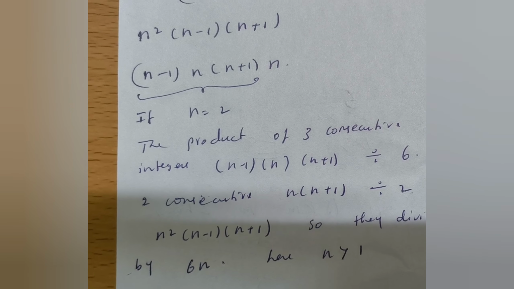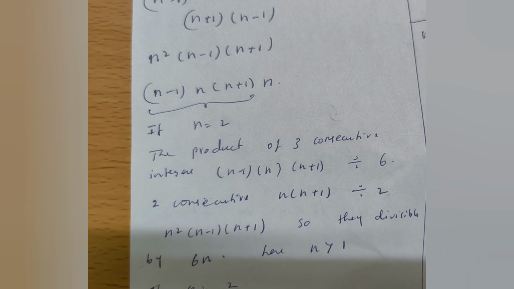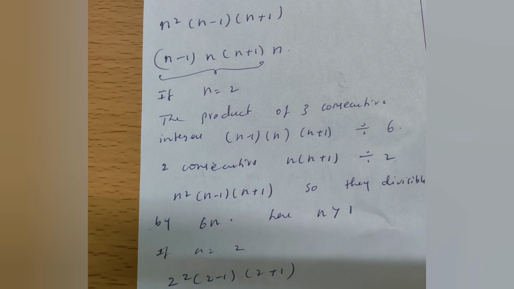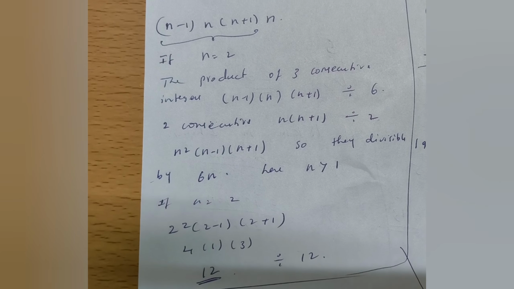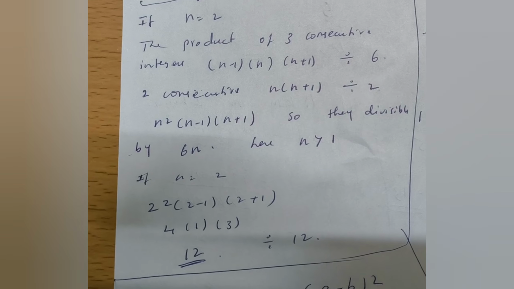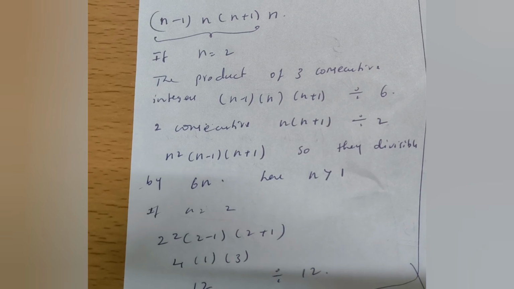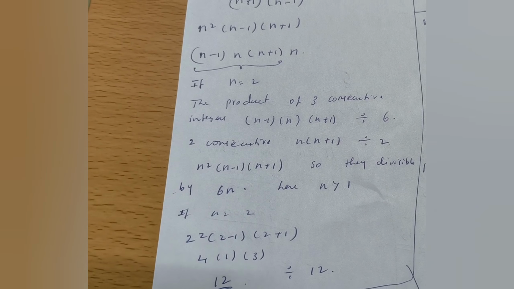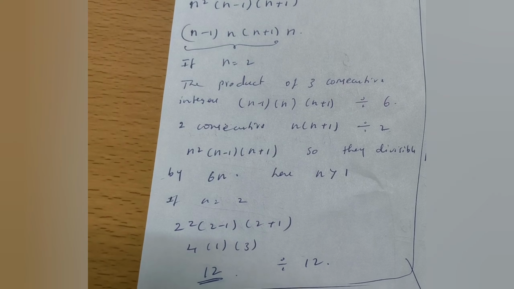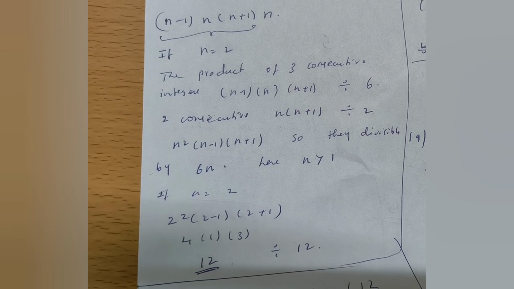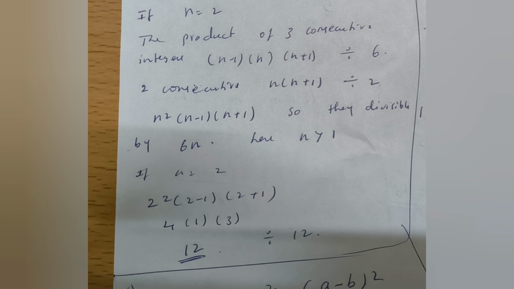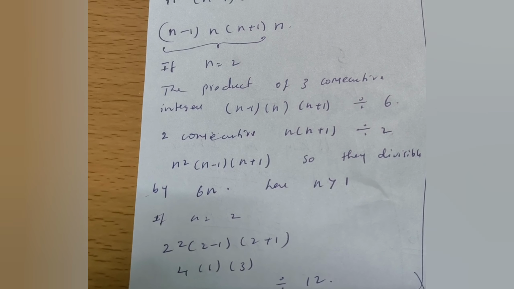If n is 2, the product of 3 consecutive integers is divisible by 6. The 2 consecutive n into n plus 1 divided by 2. So n square into n minus 1 into n plus 1 is divisible by 6. Here n is greater than 1, so we can consider n as 2. So substitute 2. So 2 square into 2 minus 1 into 2 plus 1, 4 into 1 into 3. So we get 12. It is divisible by 12. So the answer is option 3.